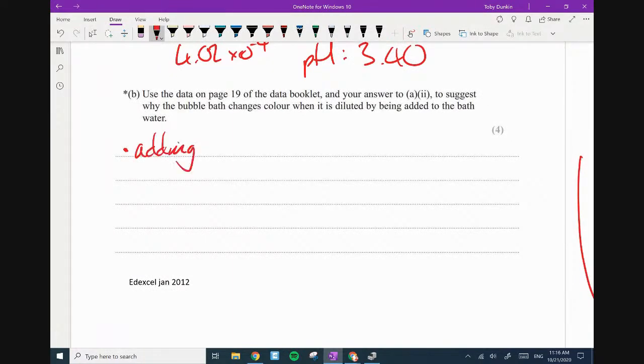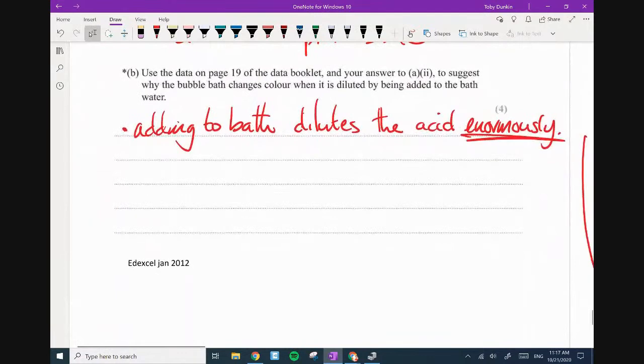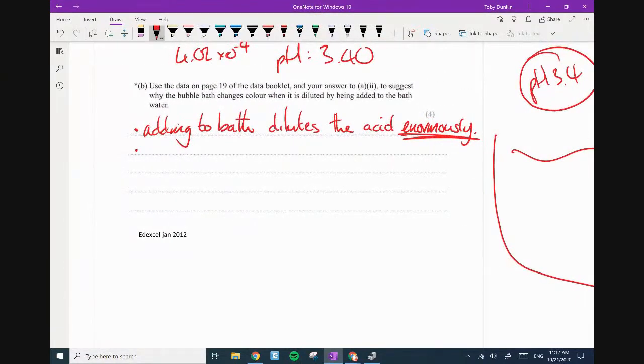adding to bath dilutes the acid enormously. I want to look the answer up to this one. I think there's going to be something on the mark scheme that says diluting a lot. Yeah, words to this effect. An alternative method is showing it mathematically. I hate that, but okay. Fine. Adding to bath dilutes the acid enormously. Therefore, the pH will increase.